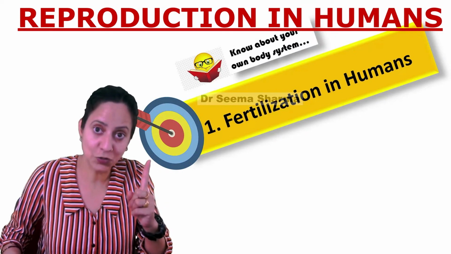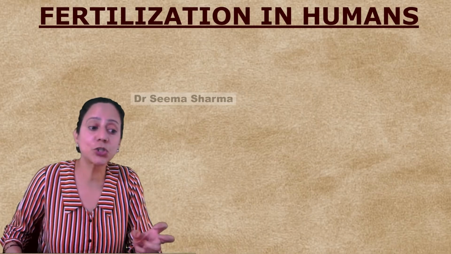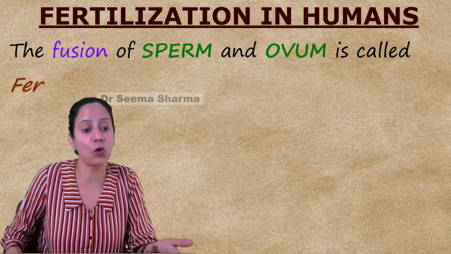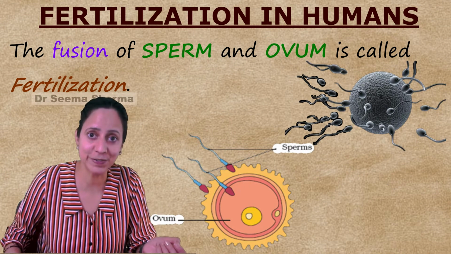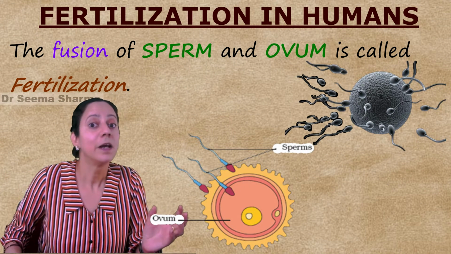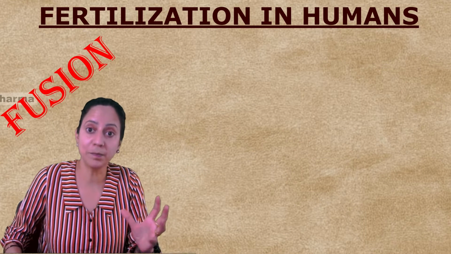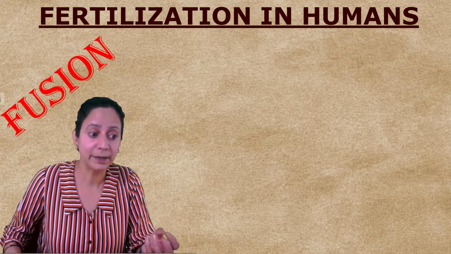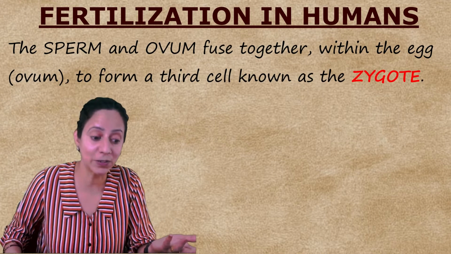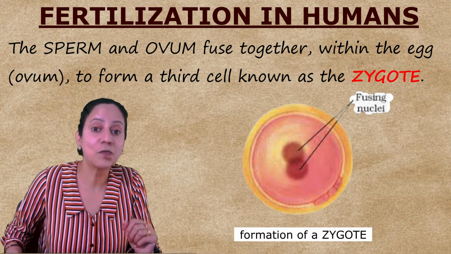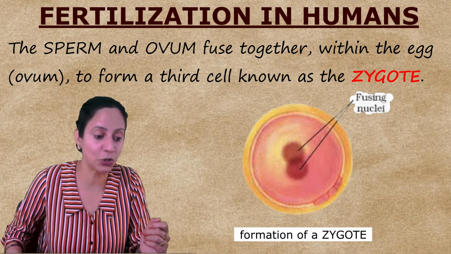Now coming to our first objective, fertilization in humans. The fusion of sperm and ovum is called fertilization, and it is very well depicted in these two pictures. During sexual reproduction, there is fusion of the nucleus of the ovum and the sperm within that egg, and this leads to the production of a third cell, which is known as the zygote. So this picture is depicting the fusion of the nucleus of male and female and the formation of the zygote.